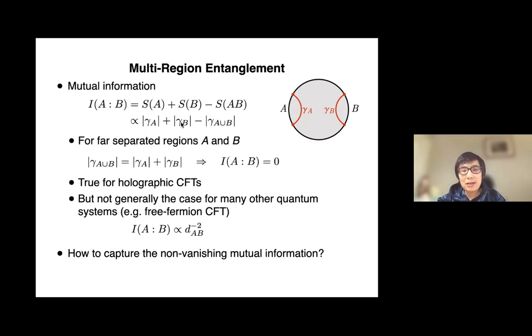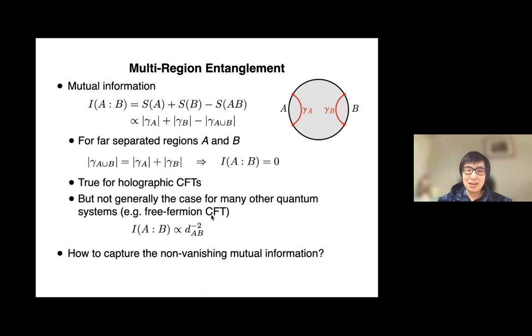So in this way, there is no difference between these quantities. So the mutual information is 0 for far separated regions A and B. That is actually true for holographic CFTs, where the bulk gravity theory is just classical, and that's actually the expected behavior, that there's no mutual information between distant regions. But this is not generally the case for many other quantum systems, such as free fermion CFT.